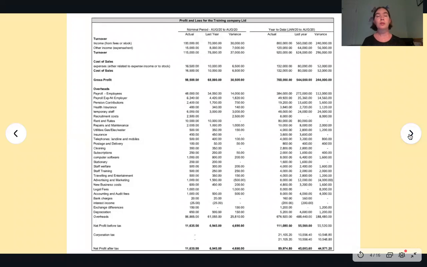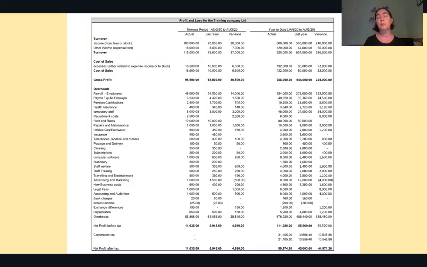Okay, so in front of you, what you can see is a profit and loss, and it's for a company called the Training Company Limited, looking at the month of August. The Training Company Limited is a company which turns over about $1 million, and this is based on the profit and loss of various marketing companies that I've worked with.